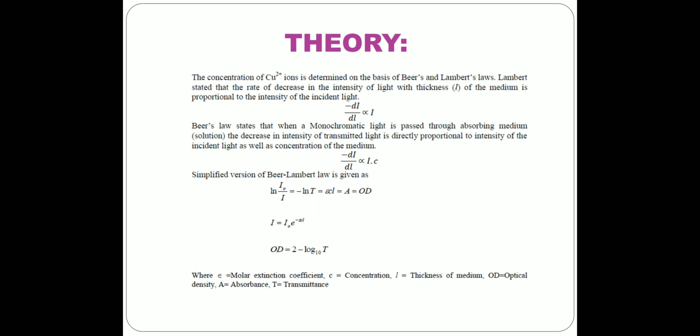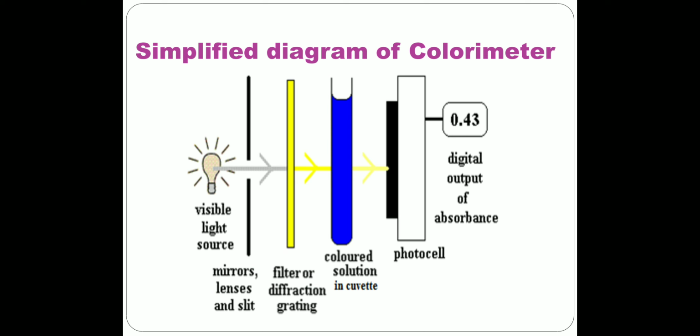It is actually equal to absorbance, and absorbance can also be expressed in terms of optical density. The molar extinction coefficient is a fixed value, concentration is shown by C, l is the thickness of the medium, OD is the optical density, A stands for absorbance, T stands for transmittance. Always remember that a molecule never absorbs 100% of the energy. Only a part of the energy is absorbed and the remaining is transmitted back.